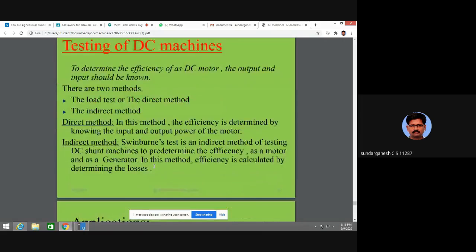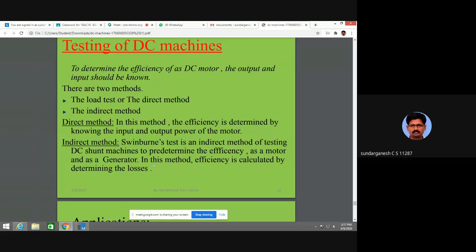Next one, testing of DC machines. Before giving to the customer, we have to test the DC machines. You have to determine the efficiency. For this, you should know the input and output. Then only you can find the efficiency. There are different methods of testing DC motors. Load test, the direct method: you are actually loading the motor. You give the input, load the motor, and find the efficiency at different loads. So you should know the input as well as output power.